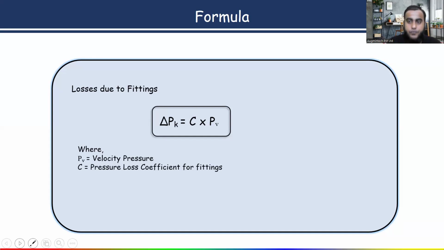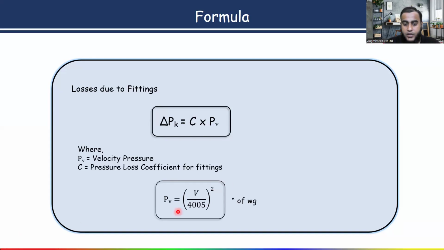For that we have software. HVAC duct data fitting software is given. With the help of that software, we can easily calculate that. We'll discuss that thing. Here, just remember this formula: C × PV. Now the question is velocity pressure. For velocity pressure also we have a formula: PV = (V / 4005)² in inch of water gauge. V is the velocity of airflow. How much velocity? That we get from it.